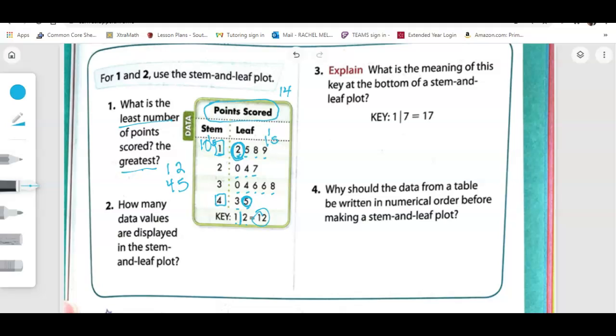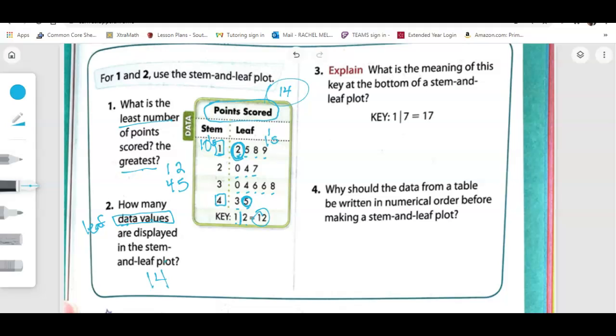On this question, how many data values? Look at that, data values. When you see that word, think leaf, because that's really just what it means. So how many data values are displayed in the stem and leaf plot? Well, look at that, I did need that this time. Remember, before I did anything, I counted how many leaves there were. That's what this question is asking me. So there are 14 leaves, and leaves is the same thing as data values. Data is information, value is the number.